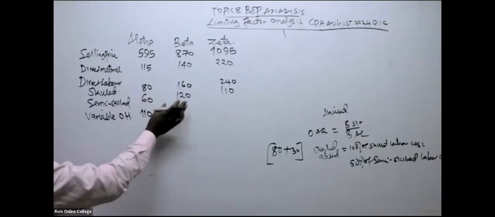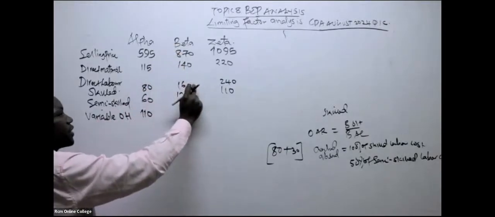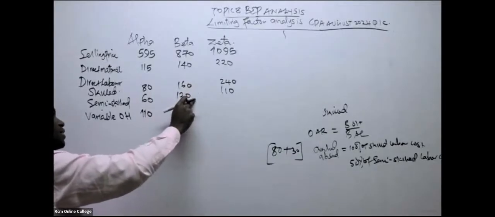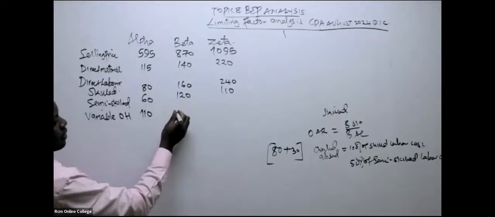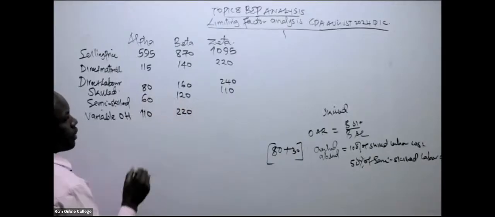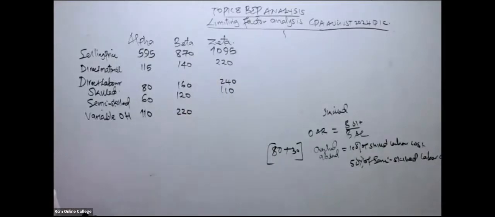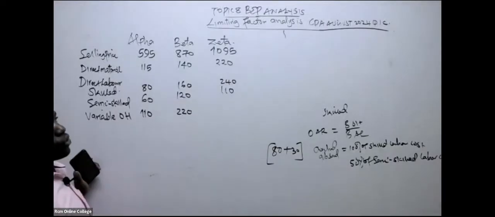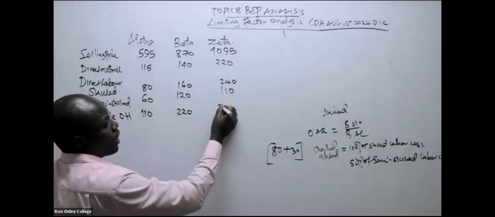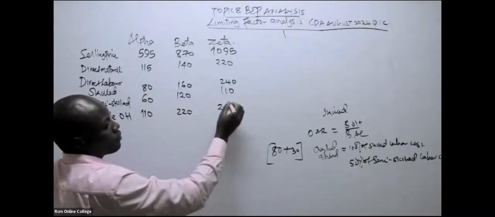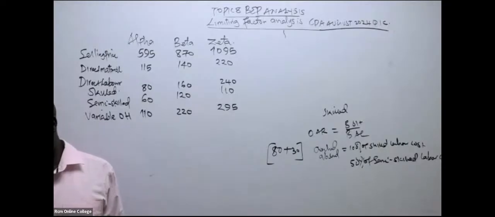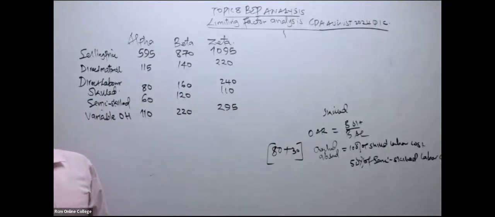Variable overheads absorbed for product beta, 100% of skilled, that is 160, plus 50% of semi-skilled, that is 60. So 160 plus 60, that will be 220. Then 100% of skilled, 240, plus 50% of semi-skilled 55. So 240 plus 55, is it 295? Great. Any other variable cost? All variable costs must be grouped together.